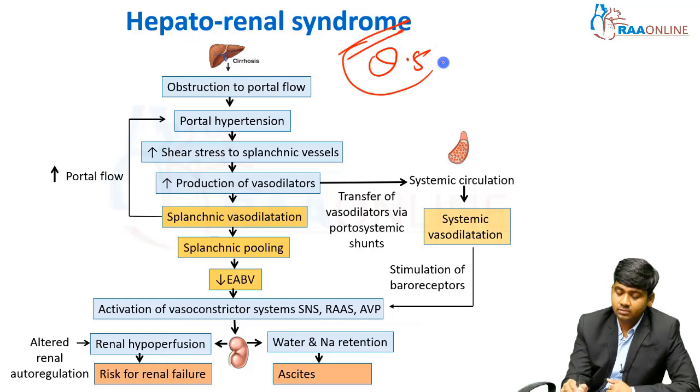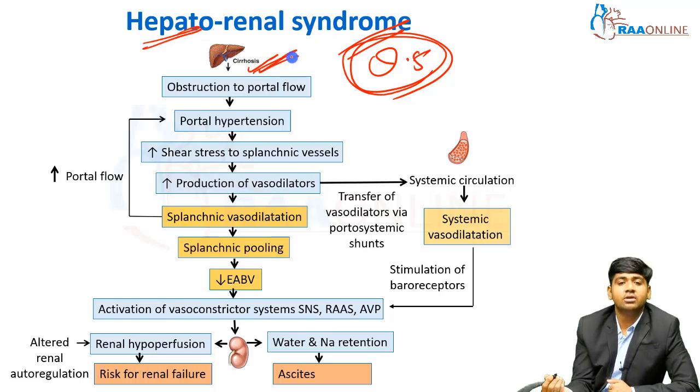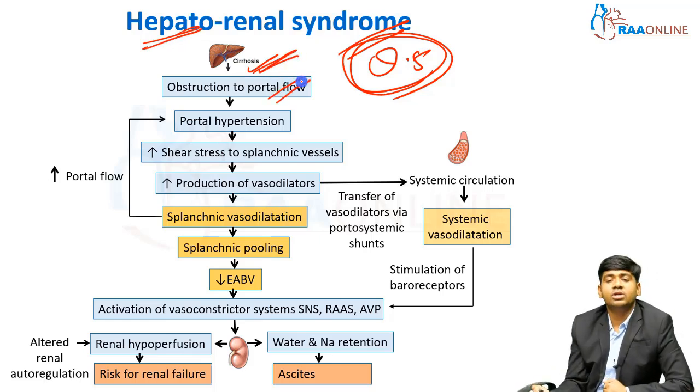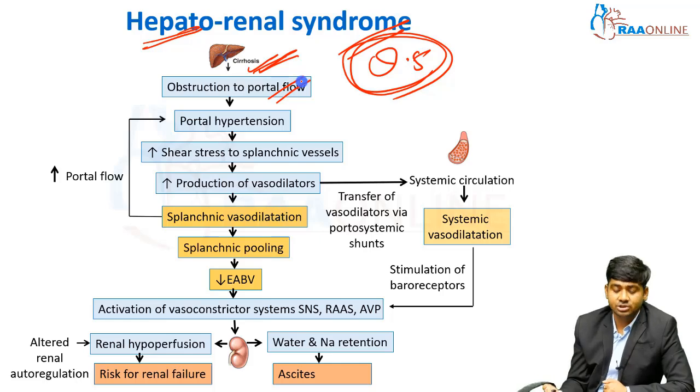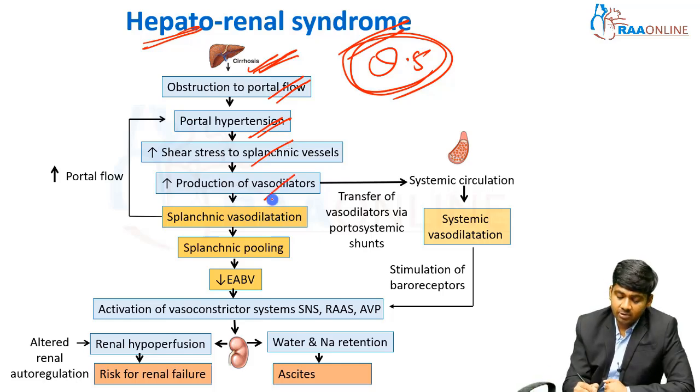Coming to HRS, a 5 marks question again. So there will be cirrhosis, a hepatic dysfunction of the cirrhosis of the liver, and there will be obstruction to the portal blood flow or the development of portal hypertension. Once we develop portal hypertension, increasing shear stress to the splanchnic vessels happens. There will be an increase in the production of potential vasodilators. So therefore there will be splanchnic vasodilatation.